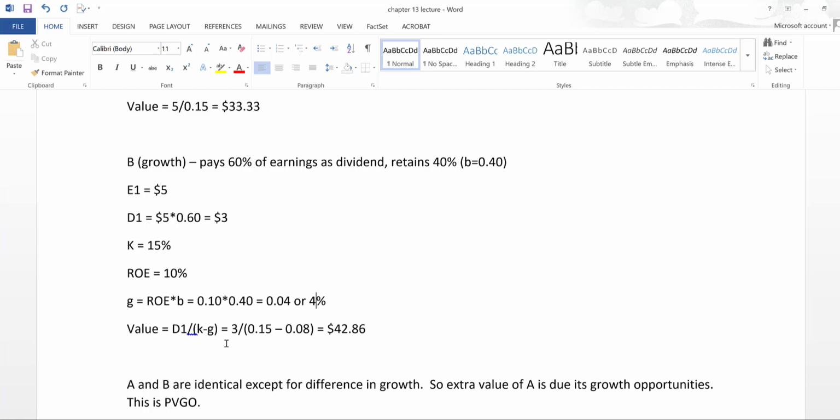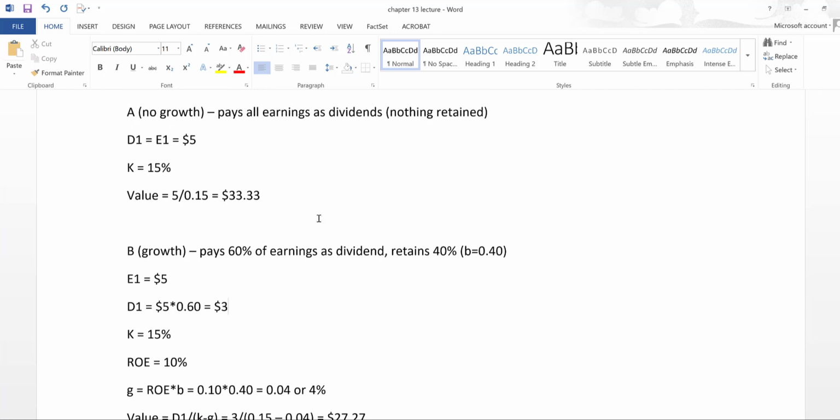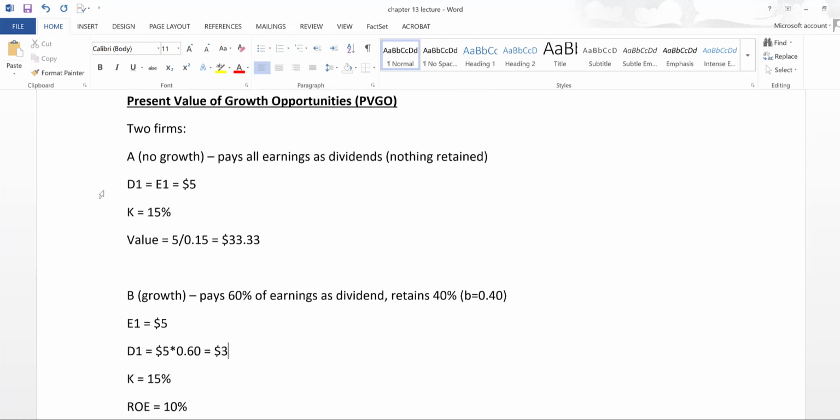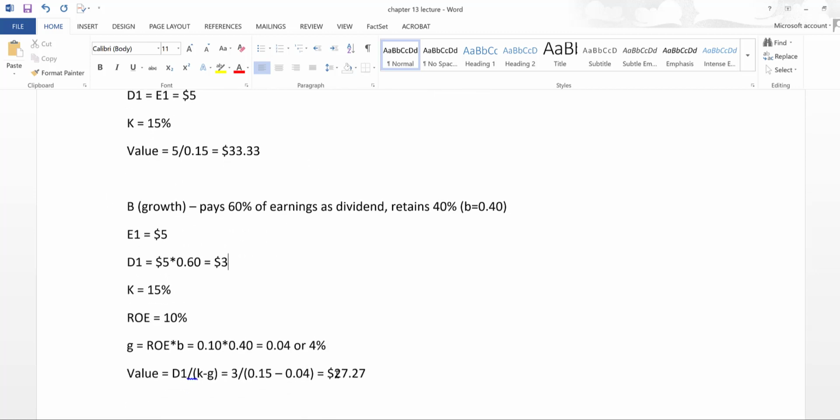And then my valuation would look like what? D1 is the same, I have not changed that part there. K is the same, but the growth rate now is 4%. So with the 4% growth rate, what do we get as the value of this firm B? I get 27.27. Now you see what has happened. The value is actually destroyed. Value of A, which is the no growth firm, is actually greater than the value of B, which is the growth firm.